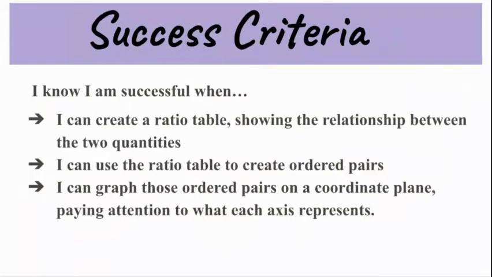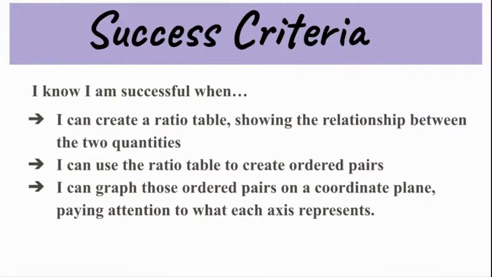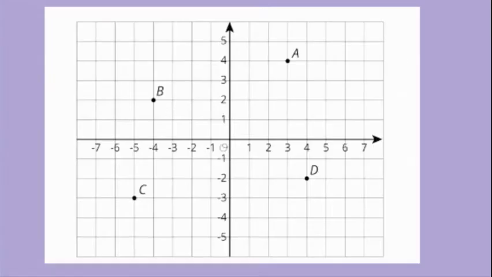You will be successful when you can create a ratio table that shows the relationship between the two quantities. So I'll remind you of how to do that. We'll talk about creating ordered pairs from that ratio table, and we'll talk about how to graph those ordered pairs in your coordinate plane.